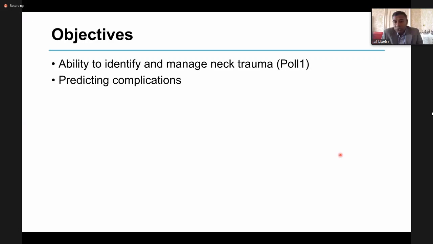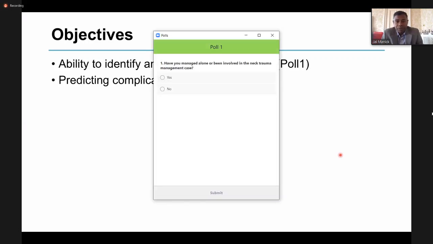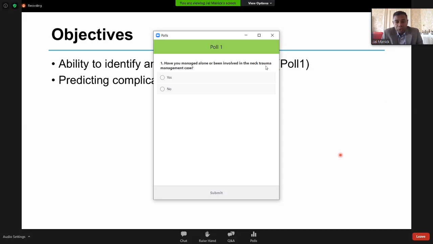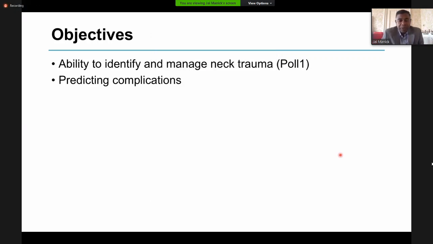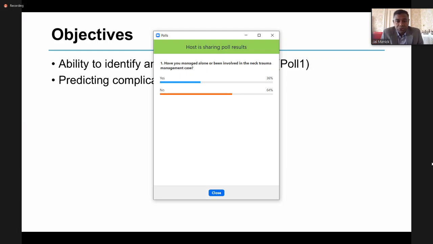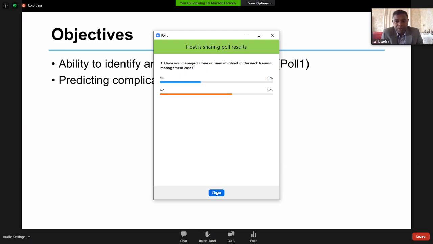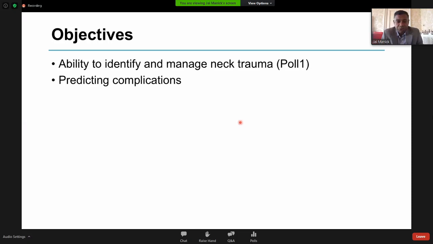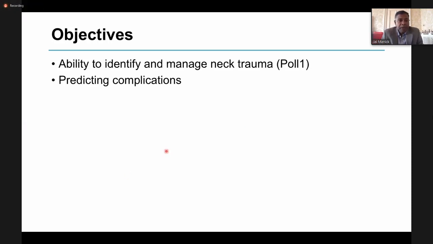We have a few polls, so we could launch polls. I just want to ask how many doctors manage neck trauma. You could answer the poll, and it gives us an idea how many of you are familiar with trauma management protocol. Right, so that sounds interesting. So 36, 1/3 maybe managed. That's good.